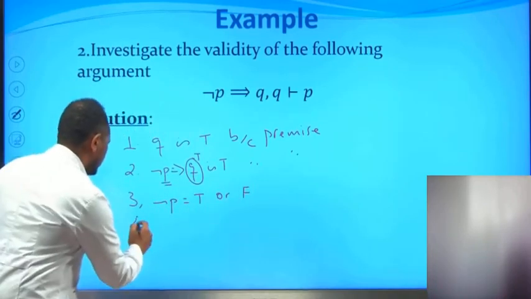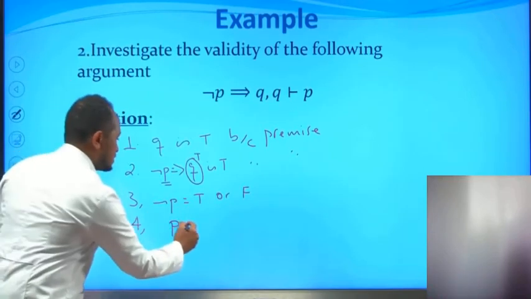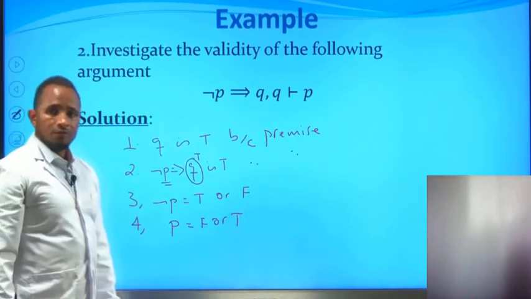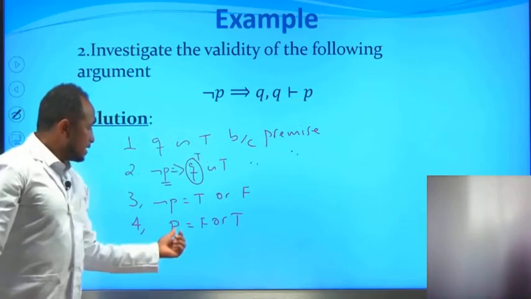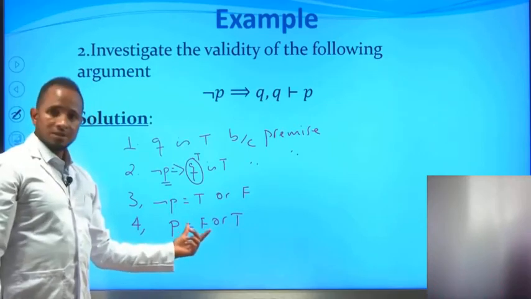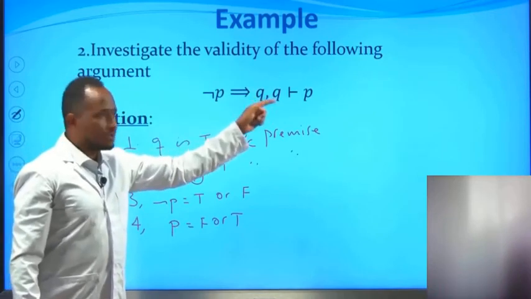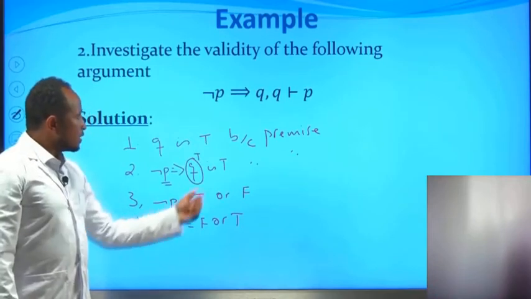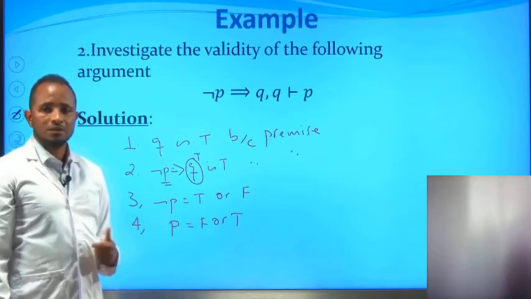Therefore here, negation of P is true means P is false, or true. Therefore, our conclusion is P. P is not true only, it can also be false. So this statement is invalid because, assuming the premises to be true, the conclusion must be exactly true, otherwise it's not valid. But here, the conclusion P is not exactly true. It may also be false.